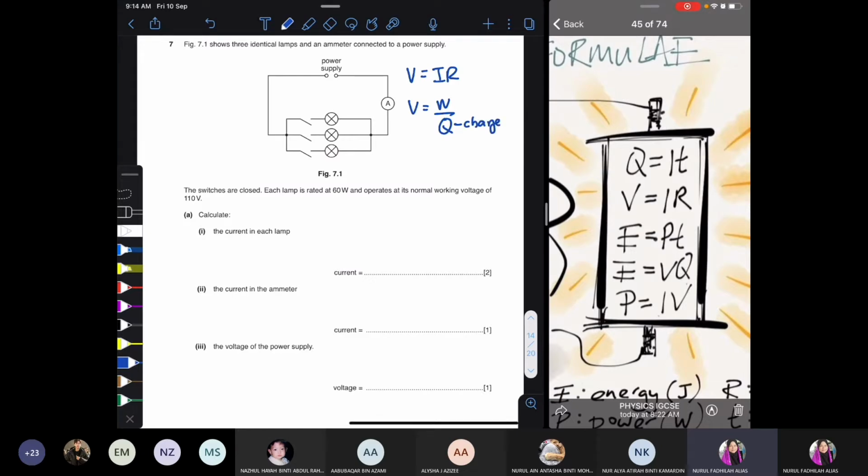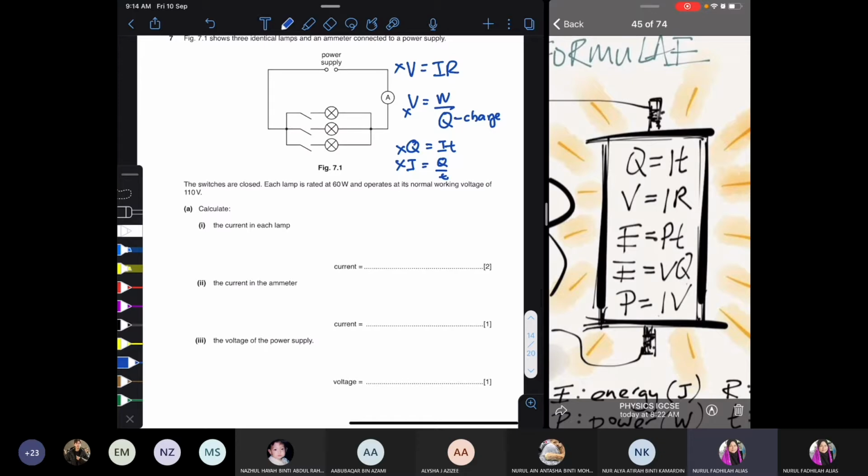Okay, and then Q equals to IT. Sama juga. Kita nak cari, kita ingat, oh bolehlah guna ni Q equals to IT and then I equals Q over T. Oops, you don't know the time, you don't know the charge. Tak boleh juga guna. Okay, and then apa yang kita tahu? E equals to PT. Tak boleh, you don't have the time. Again, E equals to VQ, don't know the energy. So finally, we are left with P equals to IV.